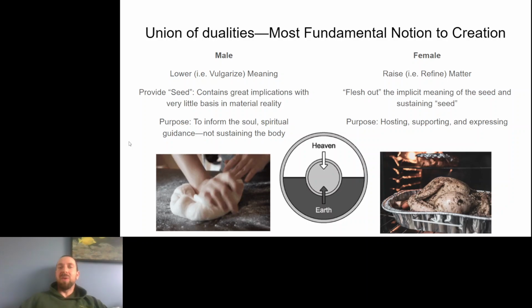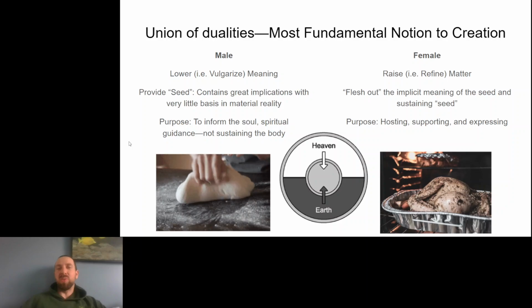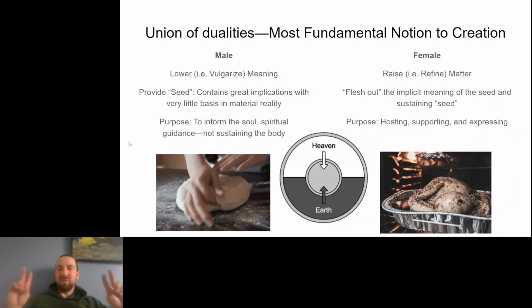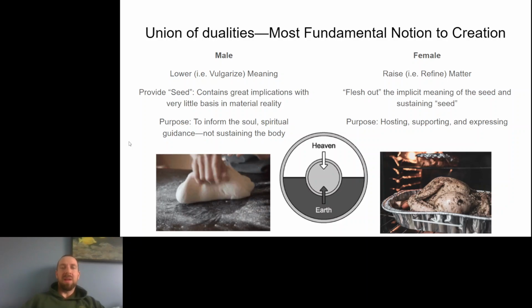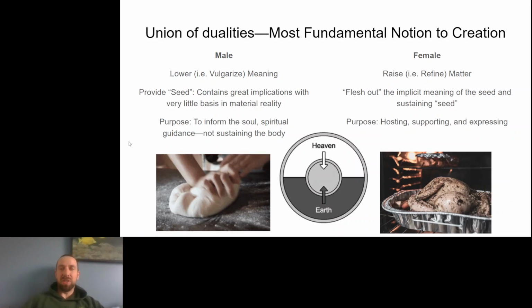The male purpose is to provide seed, which contains great implications with very little basis in material reality. Whereas the female purpose is to flesh out the implicit meaning of the seed and to sustain the seed. The male purpose is to inform the soul, to provide spiritual guidance, not to sustain the body. So it's not about material sustenance. Whereas the purpose of the female is hosting, supporting, and expressing the spiritual realities we just mentioned.